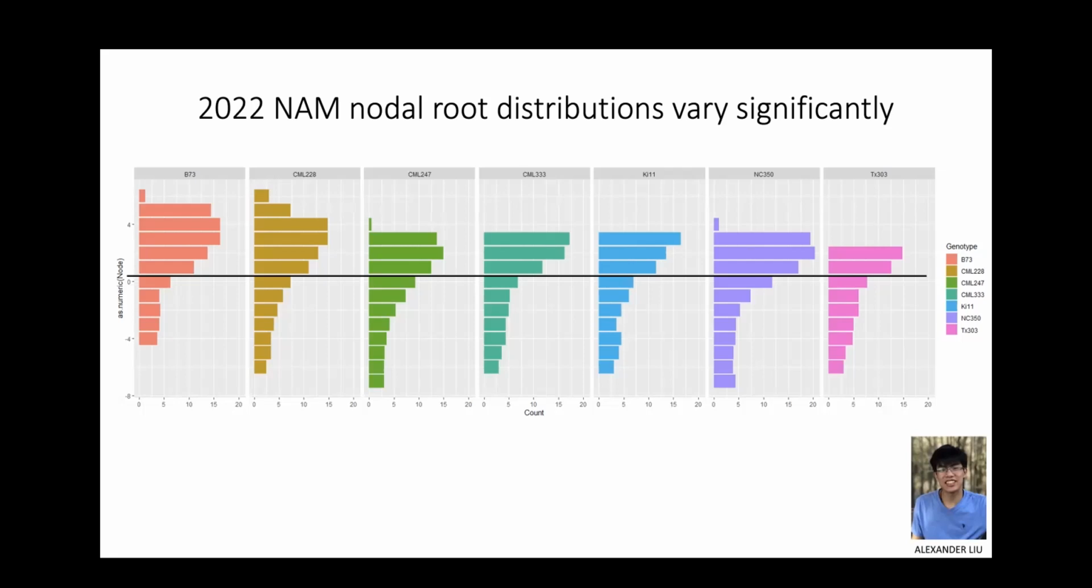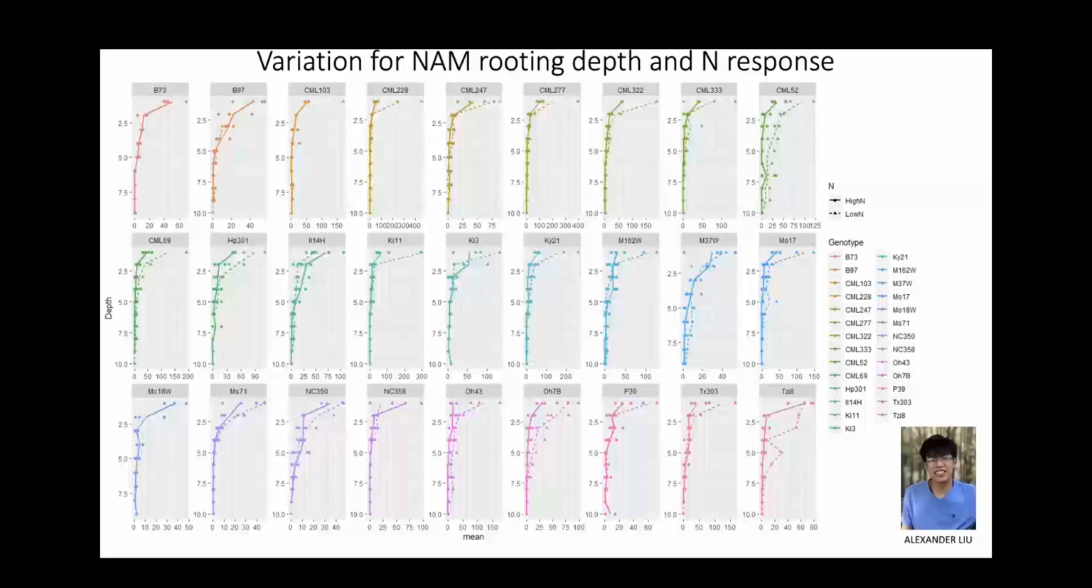We don't know this is tied to rootless, but that's kind of what we're investigating. And this is hard to see, but it's mostly just to show you that we're doing it. We did it, so I'll have more data coming out soon for the NAM founders. But under high and low N, this is just rooting depth. So this is down to 1 meter, and this is total amount of root length at different depths. And so we can see different patterns across the NAMs, and then interactions with nitrogen.